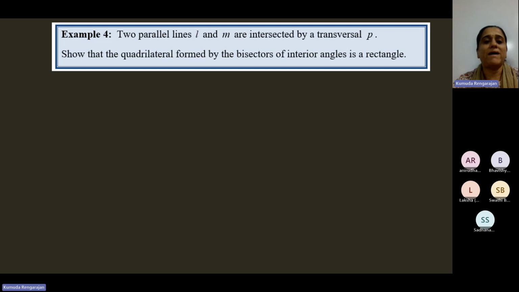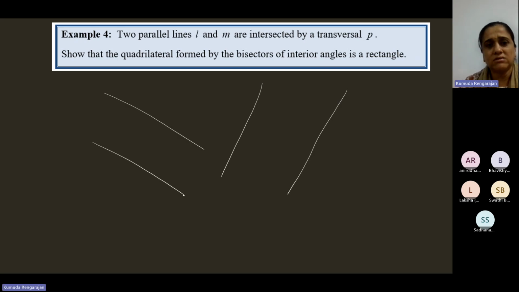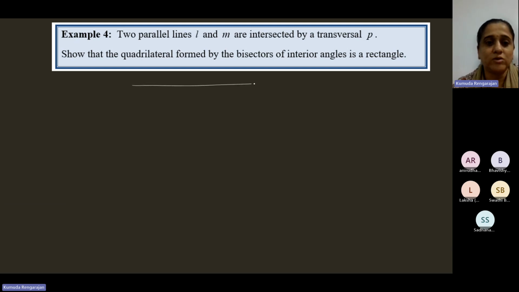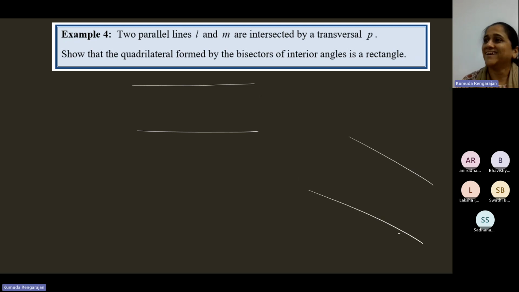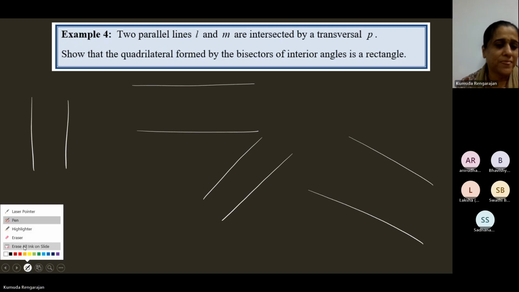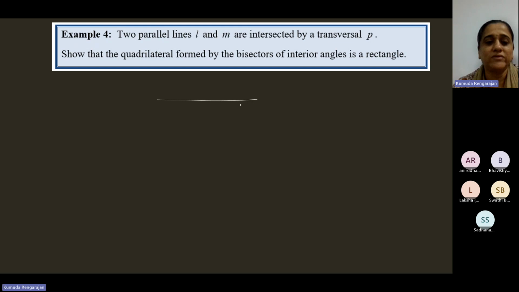Next one. Two parallel lines, L and M. The diagram is not given, so we have to draw it by reading the statement. Two parallel lines, L and M. You can draw them like this, or like this, but we'll always choose the most comfortable way. Anyway, when we say parallel, we normally draw parallel lines like this.